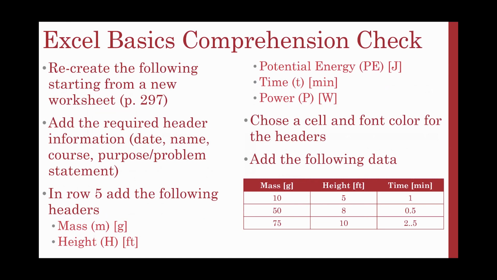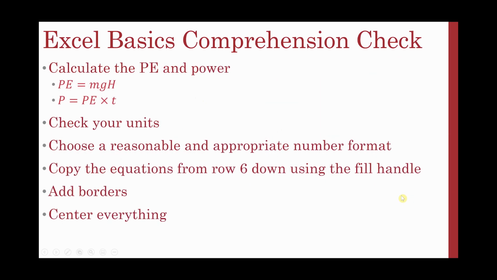A basic comprehension check is to recreate the following, starting from a new worksheet, on page 297. You want to add the required header information. In row 5, you want to put the following headers. You want to choose a font color in the headers, and add the following data. You then want to calculate the potential energy and power, where your potential energy is your mass times gravity times height, and your power is your potential energy times time.